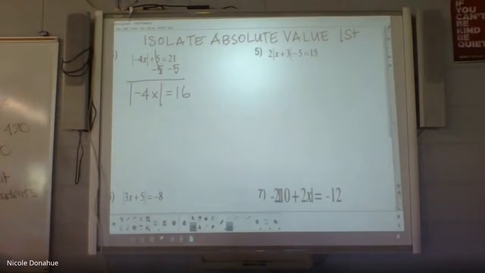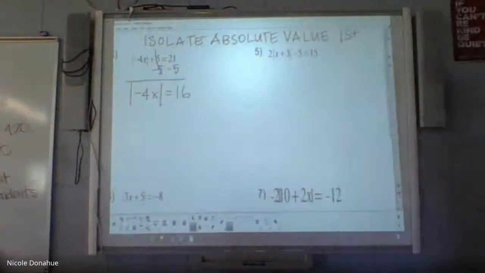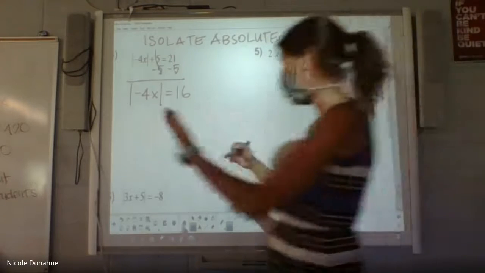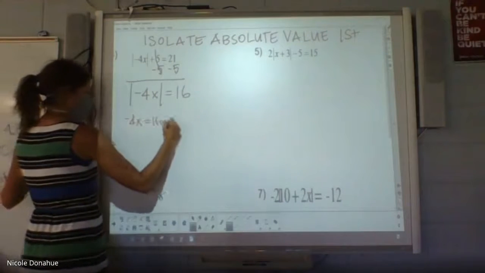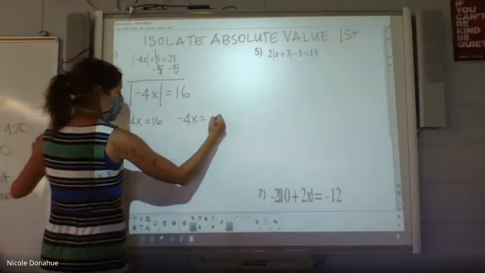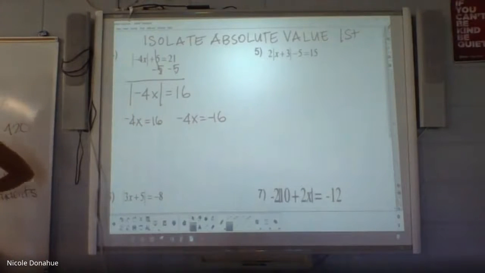So I have negative 4x, absolute value, equals 16. And now this is where the heart would come in. This is where we cover up what's underneath the absolute value and set up our 2 equations. So both positive 16 and negative 16. Set up our 2 equations there.